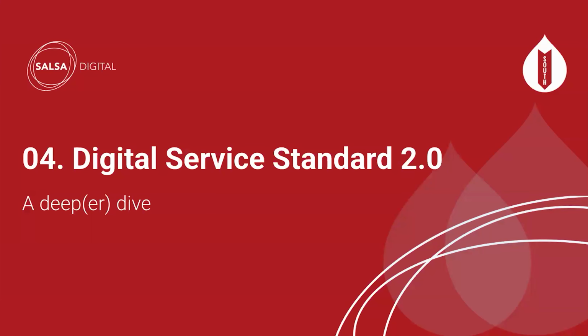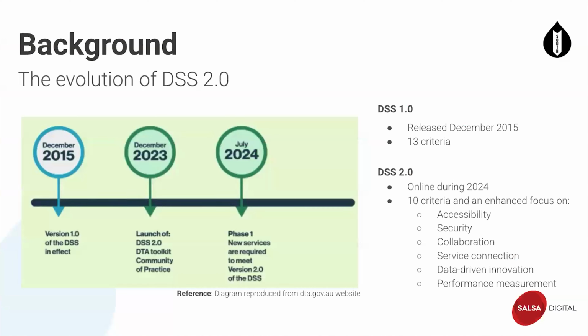So, like I mentioned, with that context I wanted to dive deep into the basic tenets of the DSS 2.0. Before we get there, a bit of background on the DSS and where it's come from, or where we are today. So, the DSS or Digital Service Standard has been around since December 2015. The original standard had 13 criteria.